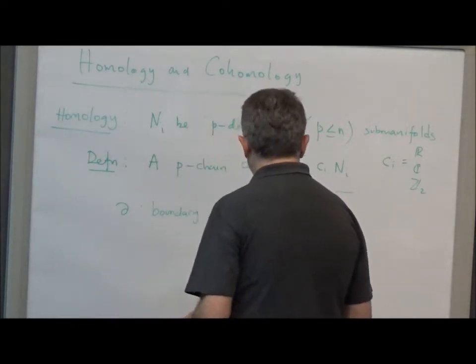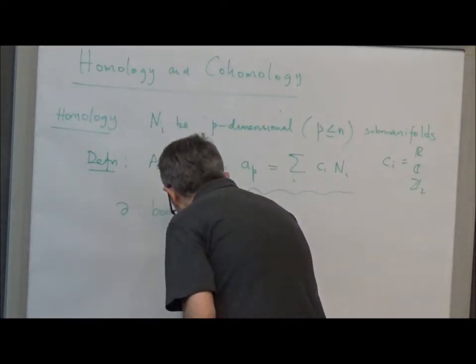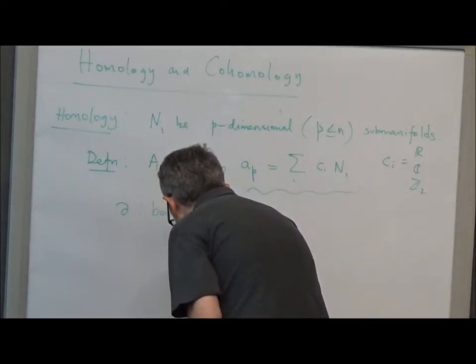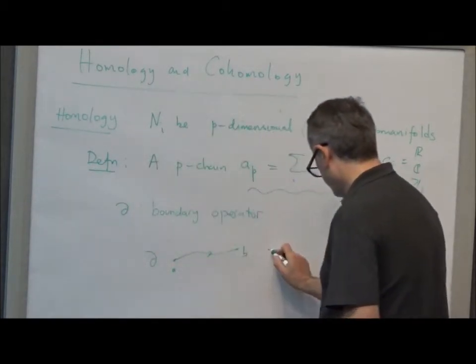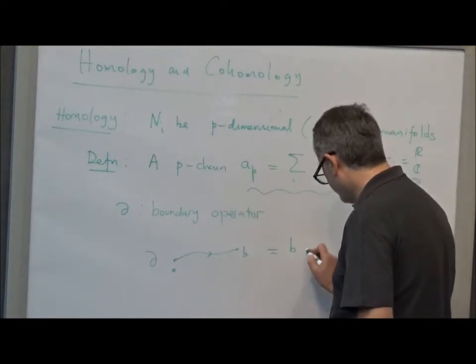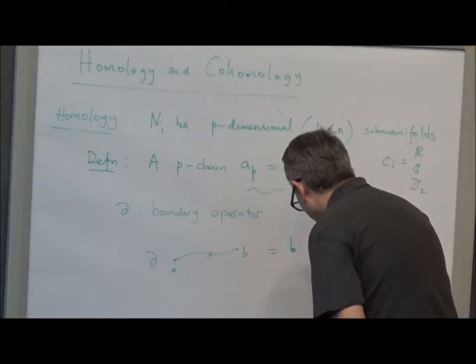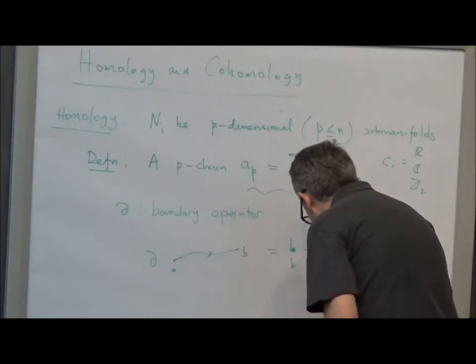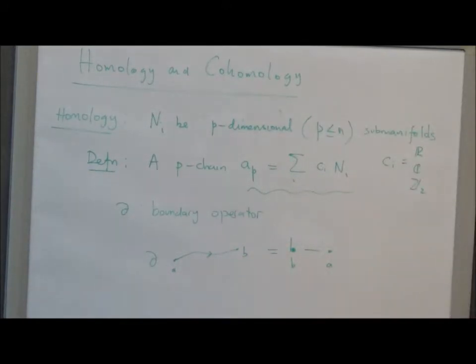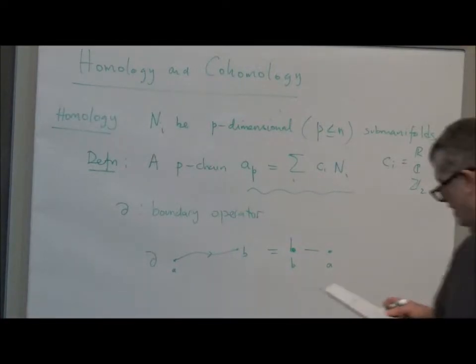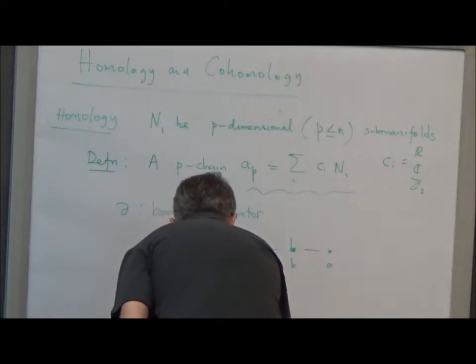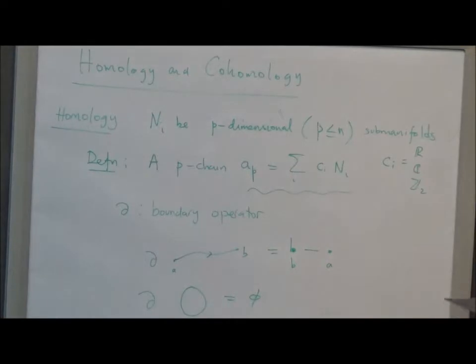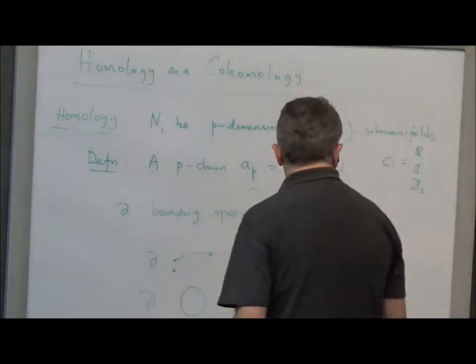So del gives us the boundary. I'll give you an example. If we have a line from A to B, then the boundary operator, as usual, we worry about orientation, so we have the point at B minus the point at A, right? So the boundary of a circle is the null set, 0 in this case.